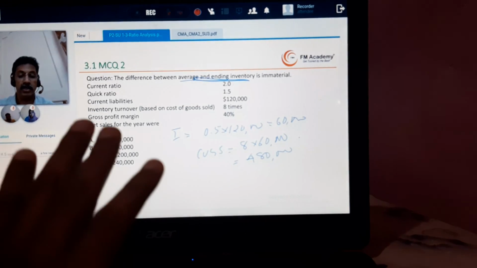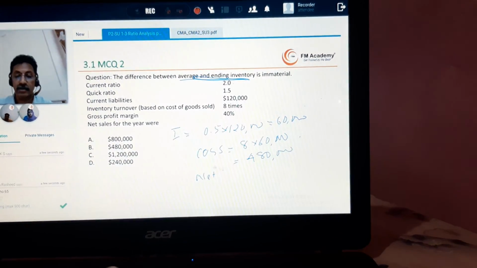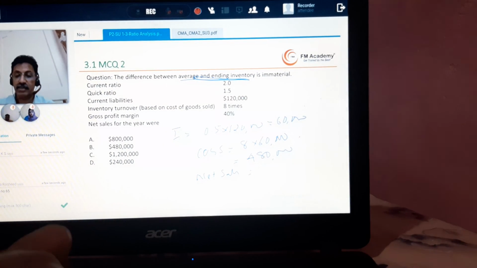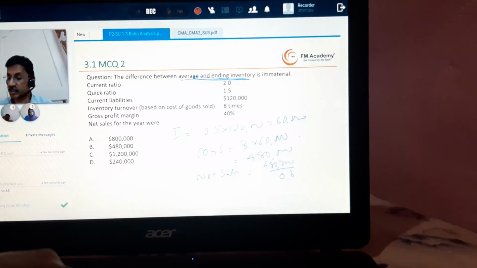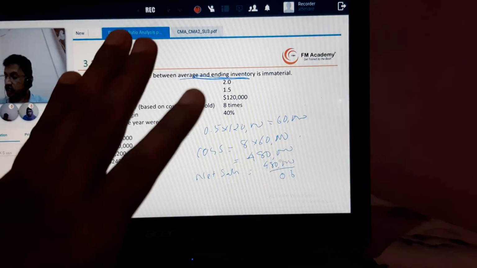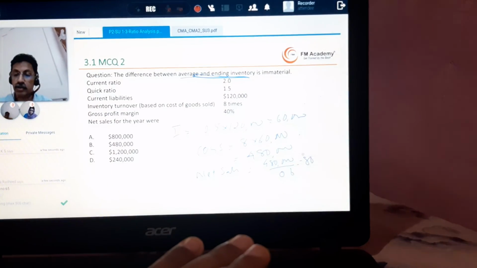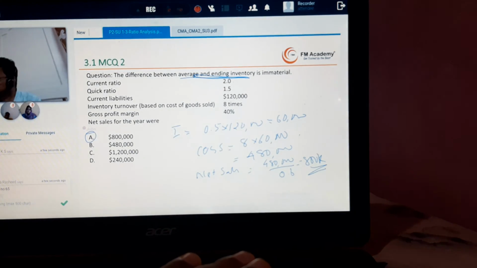There is a choice here. Don't take that. What you have to find out is the net sales. That is 480,000 divided by 0.6. 1 minus GP margin is the cost of goods sold percentage. 480,000 divided by 0.6 is 800,000. Choice A is the answer, right? That is it.